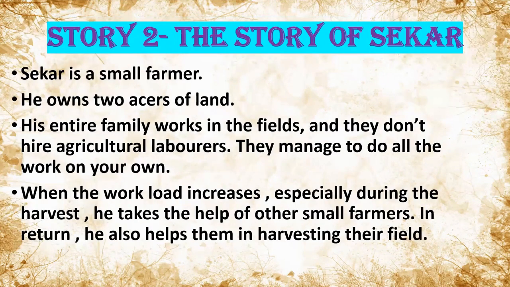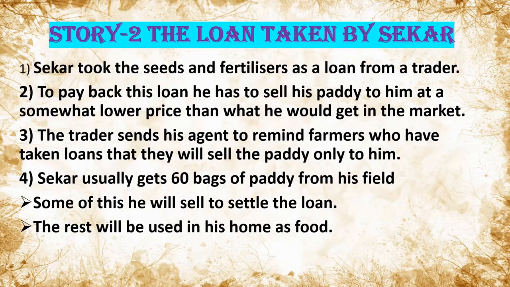The second story is of Sekar. Sekar is a small farmer. He has 2 acres of land. His entire family works in the field, and when the workload increases, he takes the help of other small farmers. Sekar took the seeds and fertilizers as a loan from a trader. He set a deal with the trader to sell his paddy at a lower price. Sekar gets at least 60 bags of paddy from his field. Some of it he will sell to the trader and the rest will be used at his home for his food.